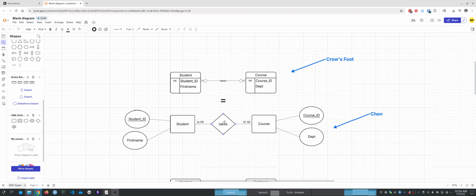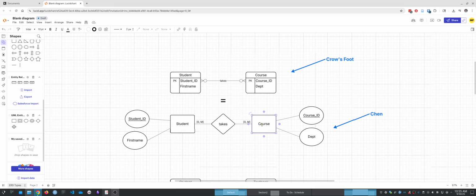Relationship, called takes. The relationship in Chen is indicated by a diamond, which don't you think is appropriate? Because girls love diamonds when they enter into relationships. But then notice here, our cardinality on the left side is 0 to many. Our cardinality on the right side is 0 to many. So in other words, that says if I take one student and then jump the relationship, there's 0 to many courses that student takes.